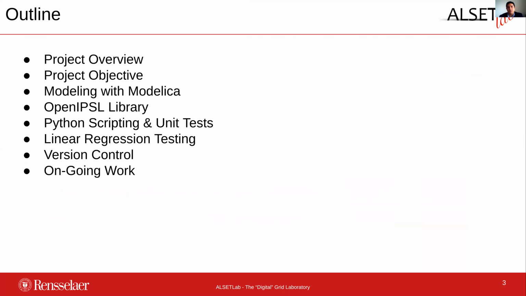First, I want to go through the project overview, the objectives, modeling with Modelica, the OpenIPSL library, some of the Python scripts and unit tests we have developed for the project, as well as linear regression testing, and finally, version control that we've been using throughout the project.